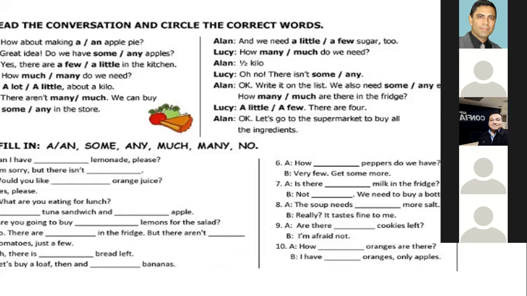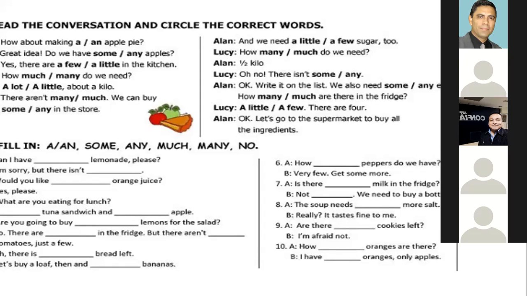How much? Half a kilo, says Alan. Half kilo. Oh no, there isn't some or any. Very good. Okay, write it on the list. We also need some or any eggs.